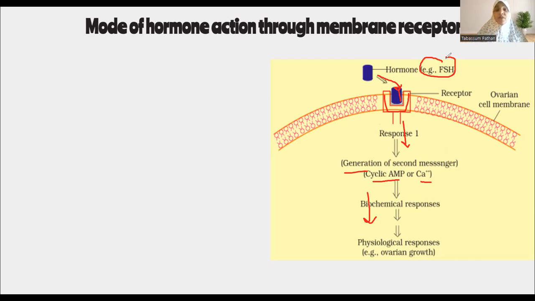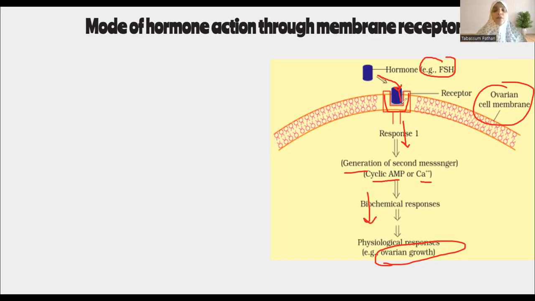What is the follicle stimulating hormone doing? What is the main function of FSH? To do what? To promote ovarian growth. So this is the plasma membrane of the ovary. So which cell are we talking about? Because the hormone is follicle stimulating hormone. So the ovary's cell membrane is drawn over here.